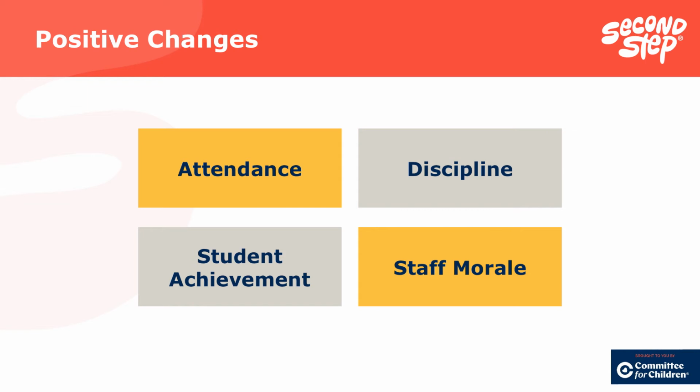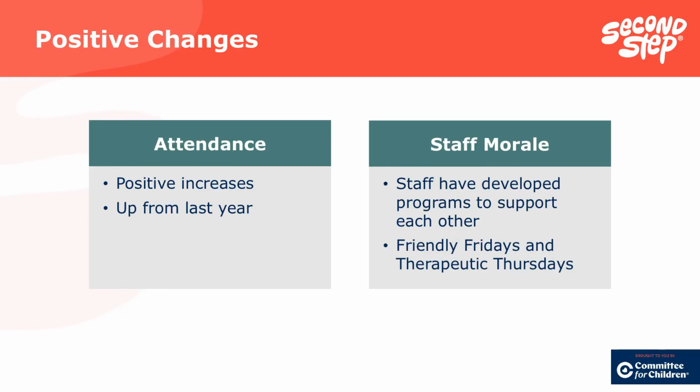So some of the things that they saw in terms of positive changes, so if you're thinking about how would you measure if this is working, how do you know the efforts that you're making and the investment that you've made to do this is going to actually make a change in your school, and how can you really tell? Well, they looked at things like attendance, discipline, student achievement, and staff morale. So on my next slides here, I have broken those down a little bit.